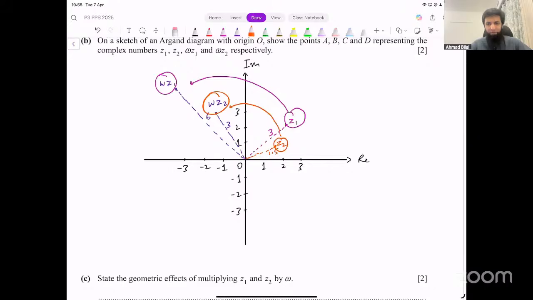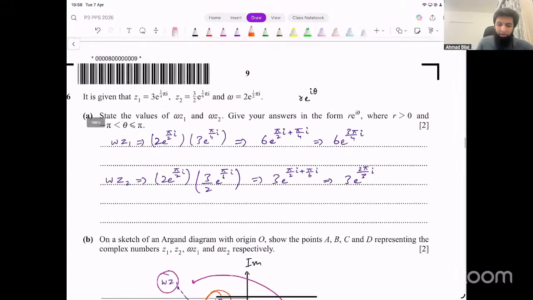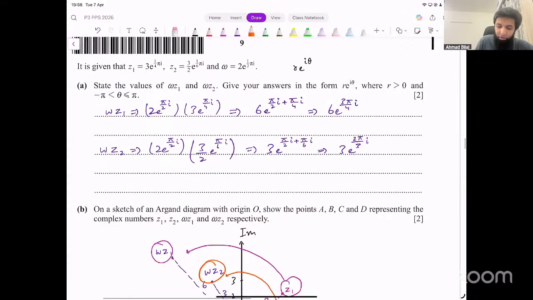So one thing is very obvious, that there's some kind of rotation happening, right? What rotation is happening? W had an argument of pi over 2. So in both the arguments, we ended up adding pi over 2, right? We were adding pi over 2 to the arguments of Z1 and Z2, because of which there is a rotation. In which direction? Anti-clockwise. There's an anti-clockwise rotation by pi over 2 radians.